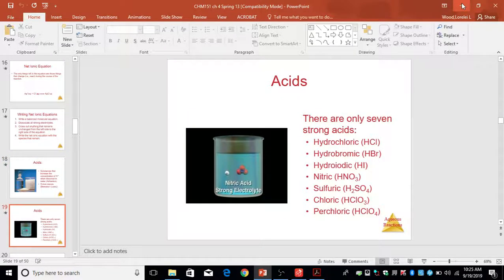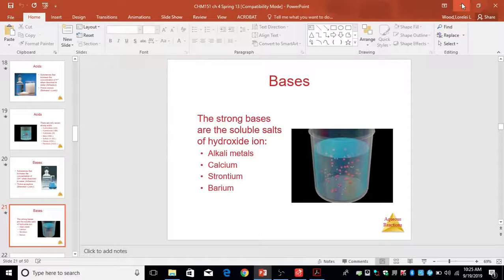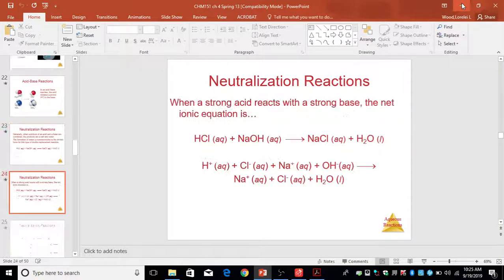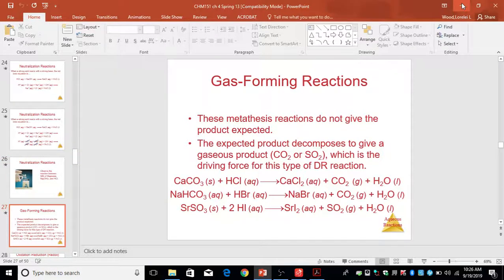All right, so we already talked about acids. There's 7 strong ones. Sorry, I said 6 strong ones. There's 7 strong acids. There they are. Bases, if you've got a metal hydroxide. So there we talked about calcium, strontium, barium, or all the alkali metals are the strong bases. Acid-base reactions, you always get salt and water as a product, right? And we already did neutralization reactions on Tuesday, and you had lots of good examples of that.